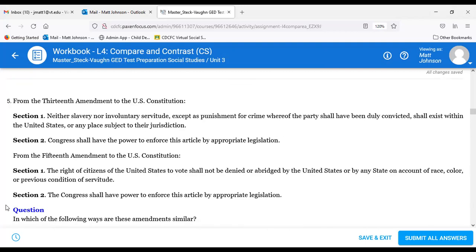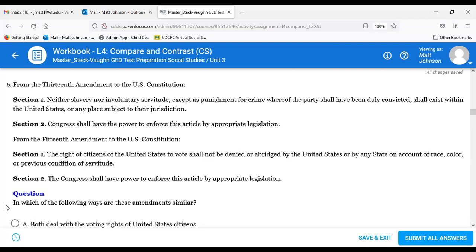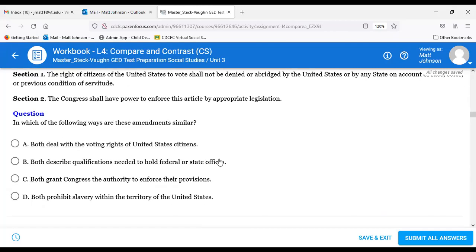And then from the 15th Amendment, section one says, the right of citizens of the United States to vote shall not be denied or abridged by the United States or by any state on account of race, color, or previous condition of servitude. Section two, the Congress shall have power to enforce this article by appropriate legislation. So same section two for both. Okay, Christiana, could you read question five for us? Okay, the question is, in which of the following ways are these amendments similar?